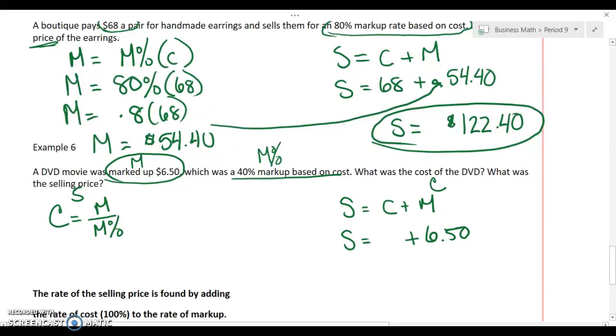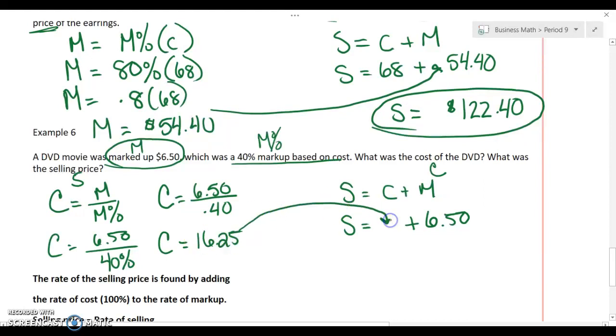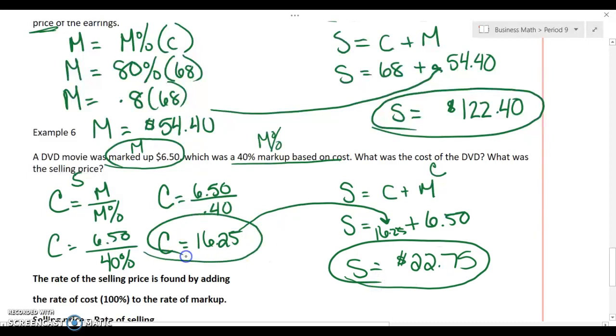What was our markup in this case? $6.50. What was our markup percent? 40%. Do I leave it as a percent? No, I convert to a decimal. So what's 6.50 divided by 0.4? 16.25. I now take that right here, and I get a selling price of $22.75. So I've answered their questions because I've got the selling price and I found my cost, which were the two questions they were asking me.